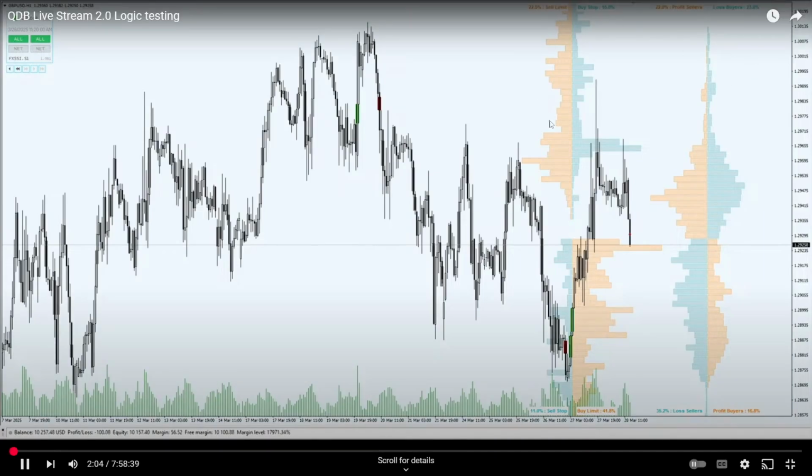So it's this thing that you can see on the right hand side. It's made up of two histograms. The one on the left are the orders, and the one on the right are the current positions. So that's very easy to explain. The orders is a little bit more complex. So what's happening is that we can see where they're going to enter or where they're going to exit.